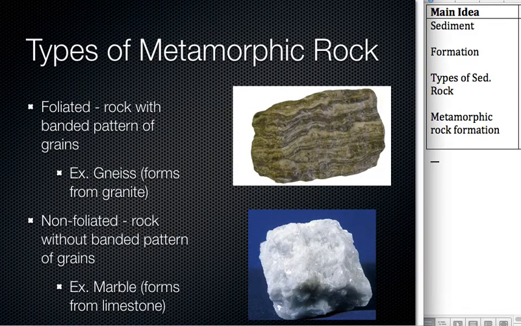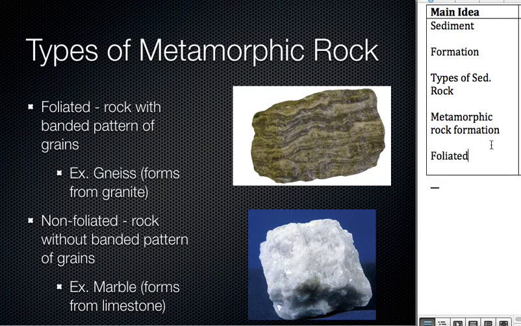And we have two types of metamorphic rocks. These are really straightforward. We have what are called foliated rocks. These are metamorphic rocks that have a banded pattern of grains. So if you were to look at it, you would see that the grains line up in a nice, neat pattern. This is an example of a rock called gneiss, pronounced just like you're a nice guy. Here the grains you can see are clearly lined up in a pattern, and this is formed from granite.